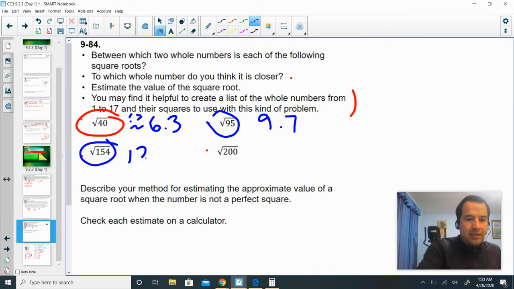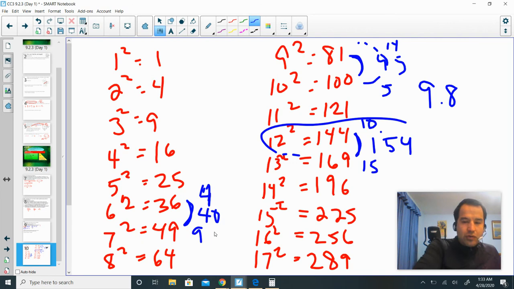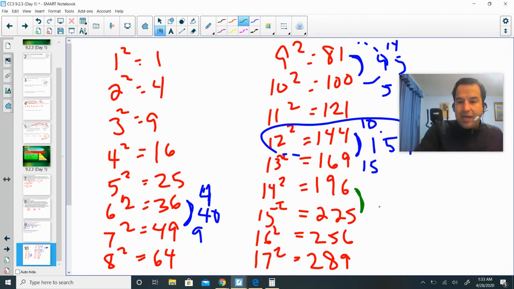12 and 4/10. And last but not least, how about the square root of 200? Square root of 200. Again, we go back to the chart here. Square root of 200. Oh, right here. Look at that. Let's pick a different color here. Between 196 and 225, 200. Oh, 200 is much closer to 196, so it's going to be really close to 14. It's not going to be close to 15.